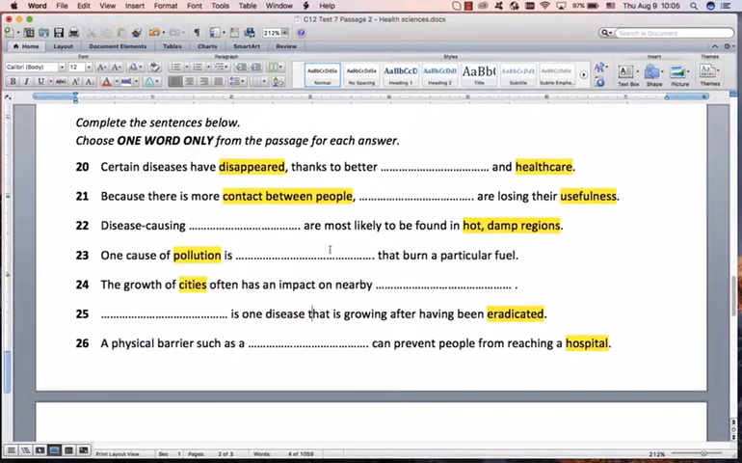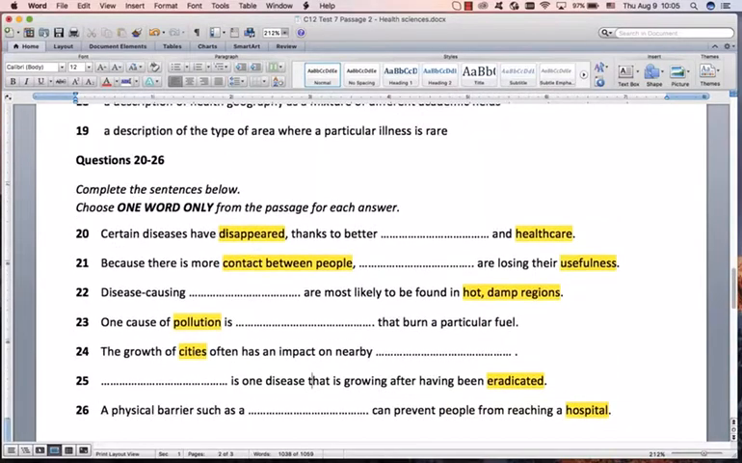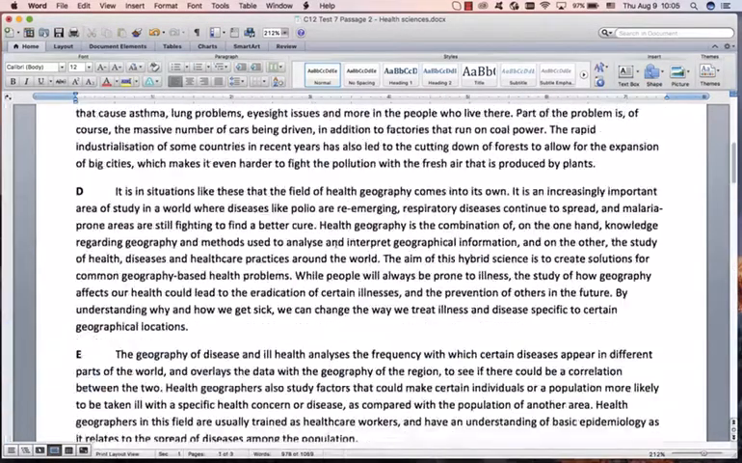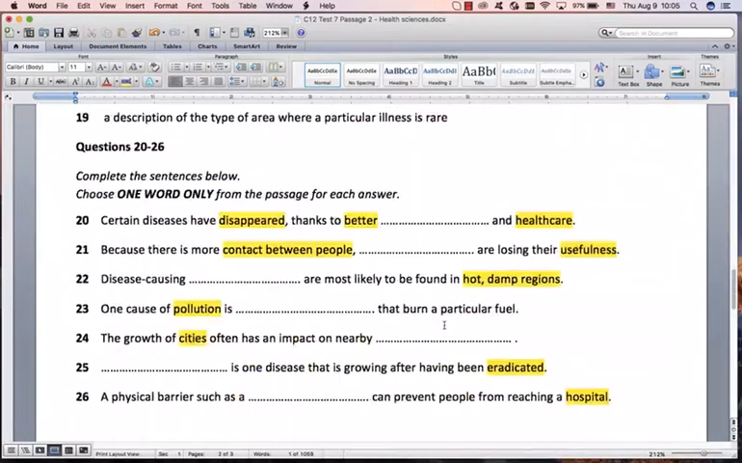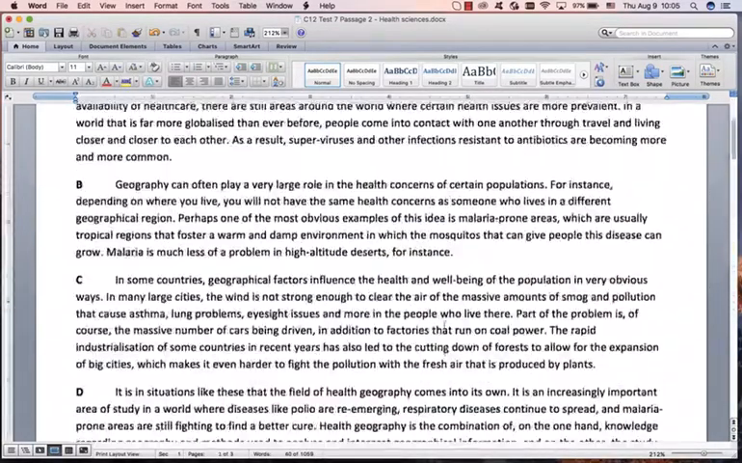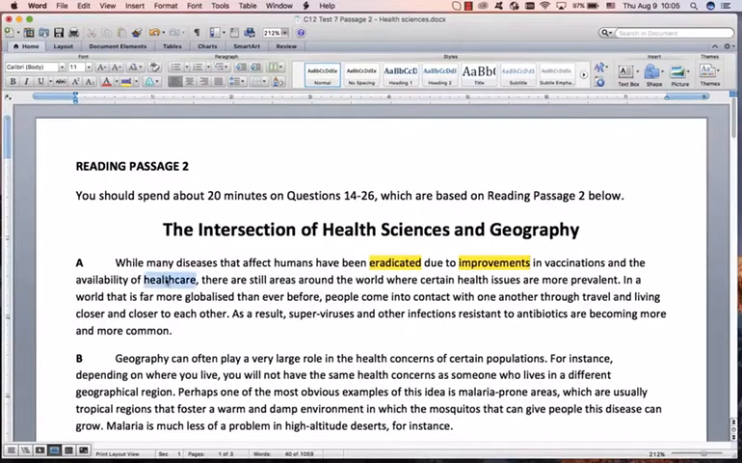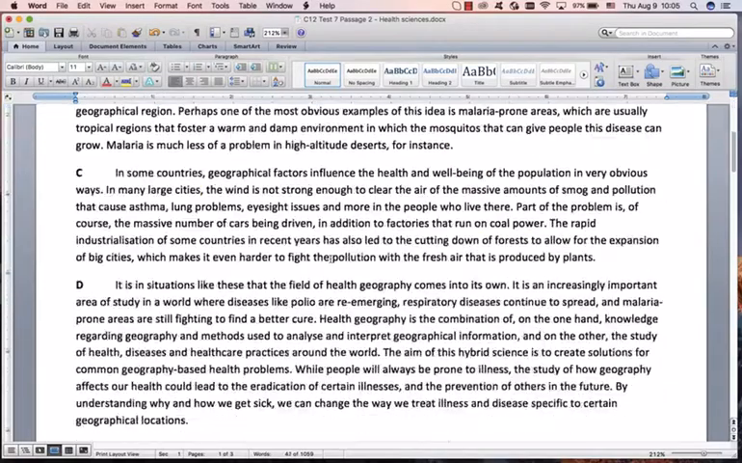So let's see if we can find some of these things. Probably best to start at the beginning. Certain diseases disappeared. Better is a nice thing to scan for. Improved, better, superior. Let's see if we can find that. Hopefully it'll be in the beginning. Diseases eradicated is disappeared. Improvement. So that's quite easy. Improvements is better. We also wanted healthcare, and healthcare is there. All right, so that makes me feel good. We know we're starting right at the beginning.